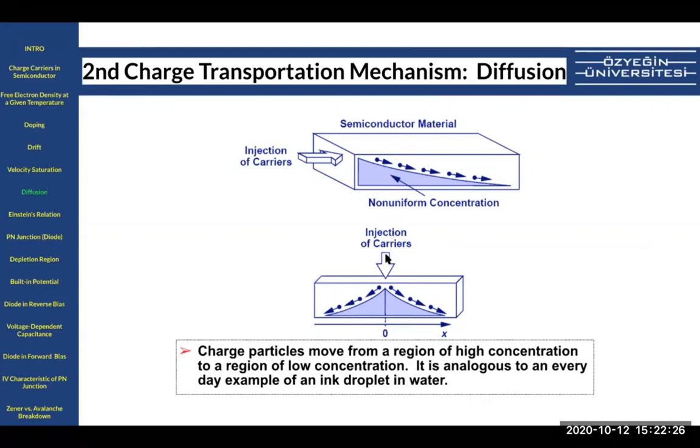If we inject the carrier from the middle, then it will flow to both sides, or actually you can think of it in 3D. If it's not just one single wire, let's think of it as a square, then it will flow in every direction to fill the places that don't have electrons or holes. So in summary, charged particles move from a region of high concentration to a region of low concentration. And as I mentioned, it's very analogous to a water flow.